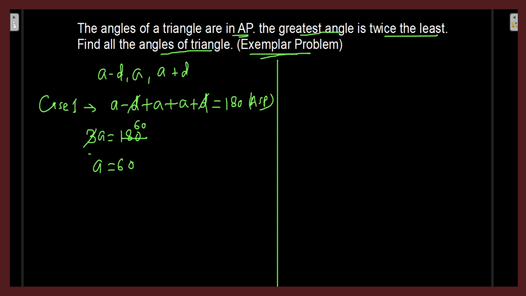So friends, we have got the value of A as 60. This is the first important step. So highlight this, because the marks are allotted at this point. So A is equal to 60. Now case 2 is given, that the greatest angle is twice the least angle. A plus D is the greatest angle and A minus D is the least angle, and therefore as per the question, A plus D is equal to twice of A minus D.